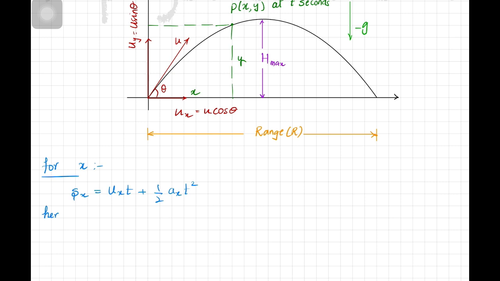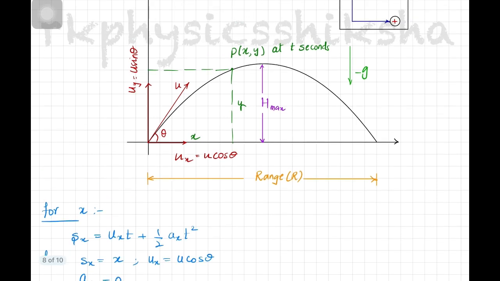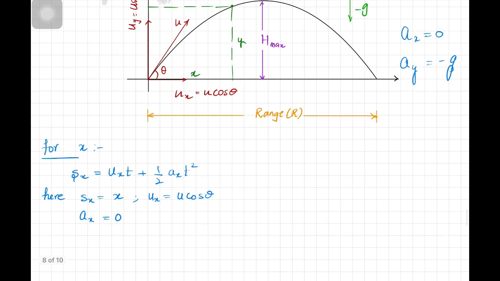Here we clearly know that Sx is the value of displacement x, ux is the horizontal component of velocity, which is u cos theta, and here ax is equal to 0, because along the horizontal the acceleration due to gravity is 0. We will only have it along the vertical direction, which is minus g, as I'll consider because it is always acting downwards.